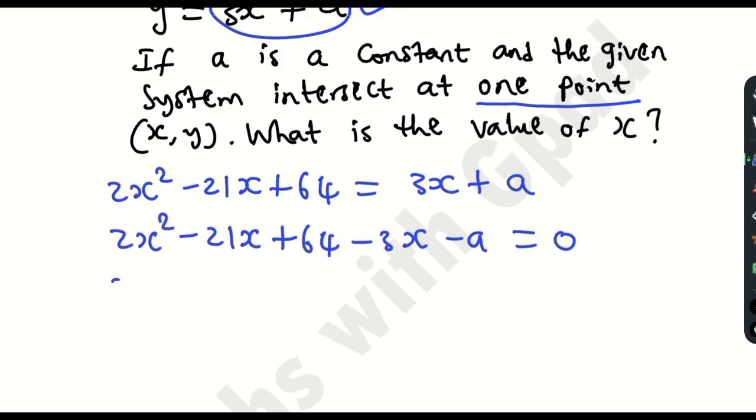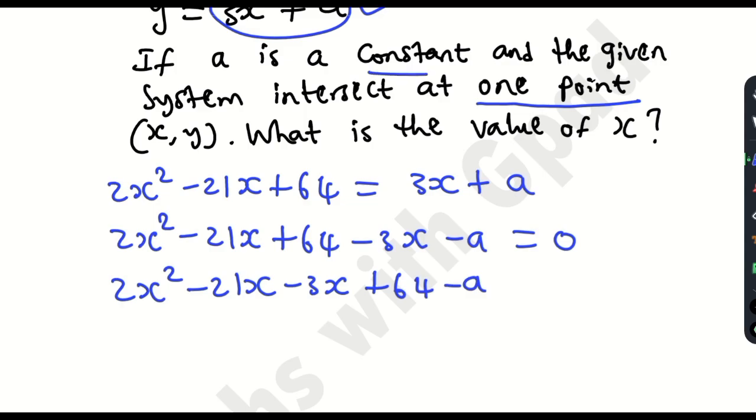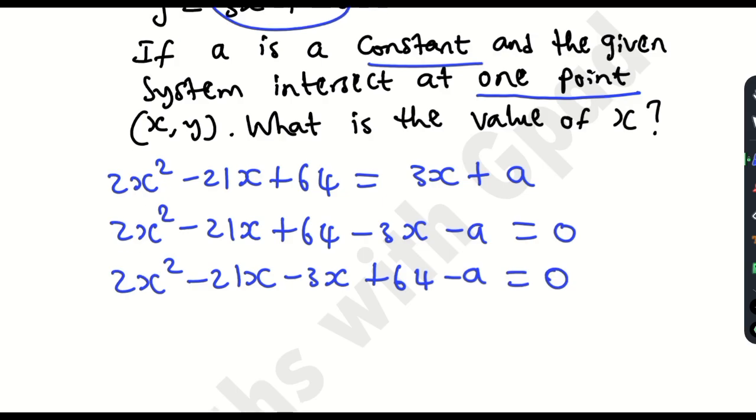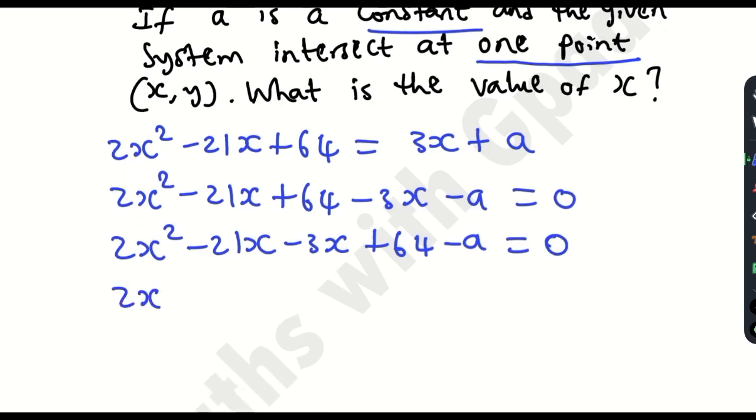So let's move on. I'm going to rearrange this now. That will be 2x squared, and then minus 21x, then minus 3x, plus 64 minus a. Remember, they said a is a constant, so we can put 64 and a together. This is equal to 0. Let's simplify this. 2x squared, and minus 21x minus 3x is minus 24x. And then you have plus 64 minus a is equal to 0.